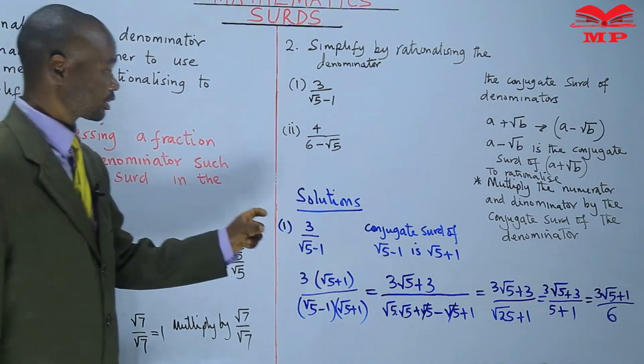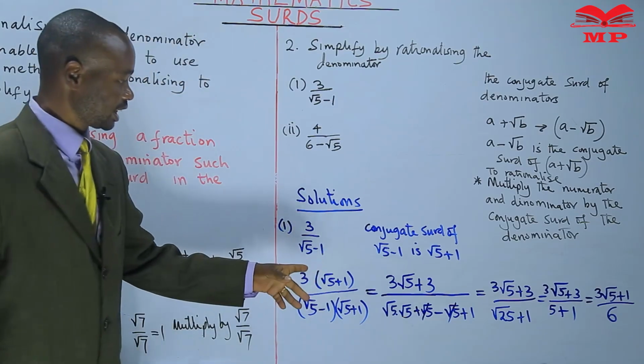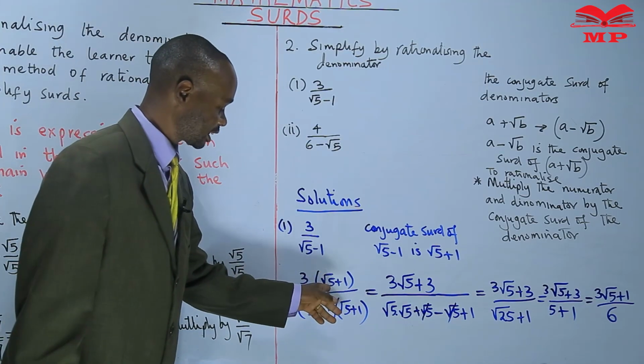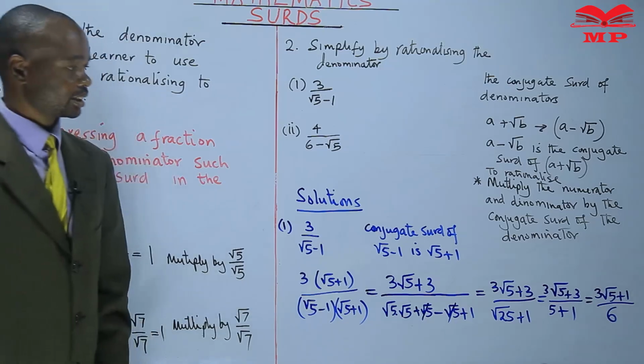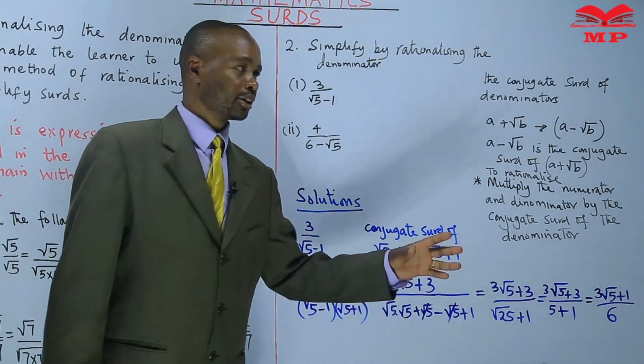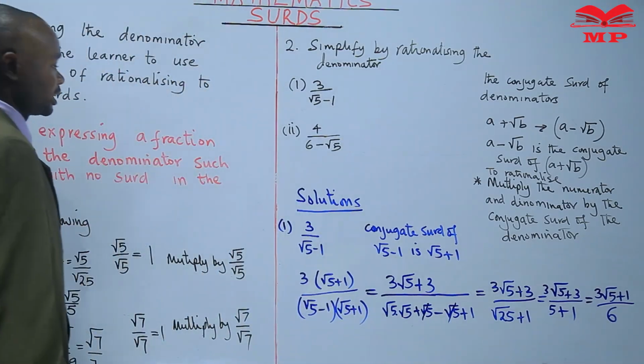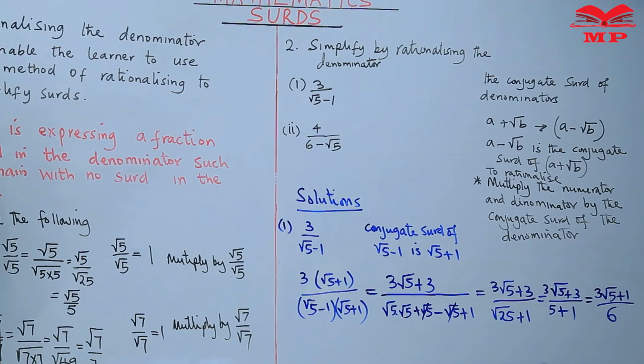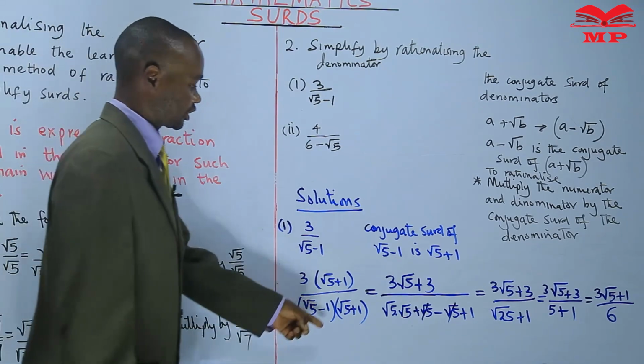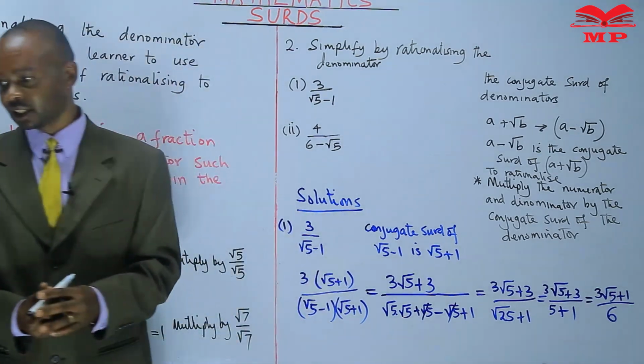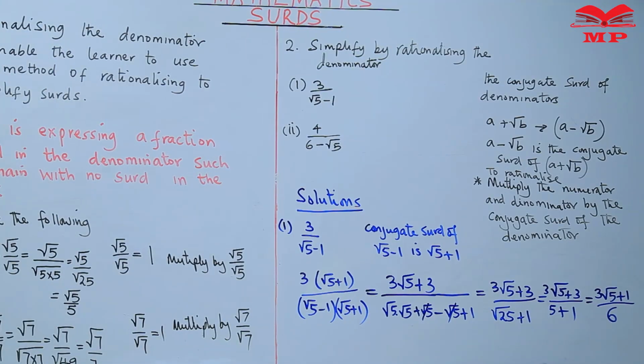So first of all, you get the conjugate surd. Then you multiply it by both the numerator and denominator. That is rationalizing using what? Using the conjugate surd, or we simply say rationalizing the denominator. We shall look at the second example.